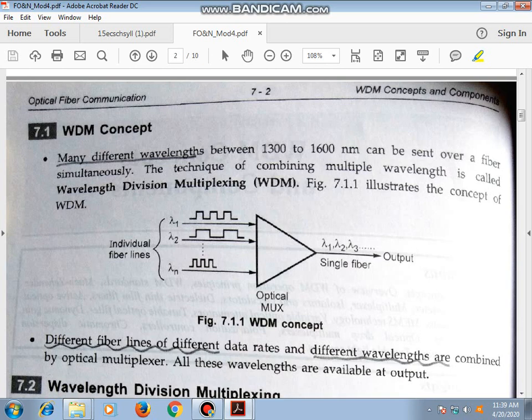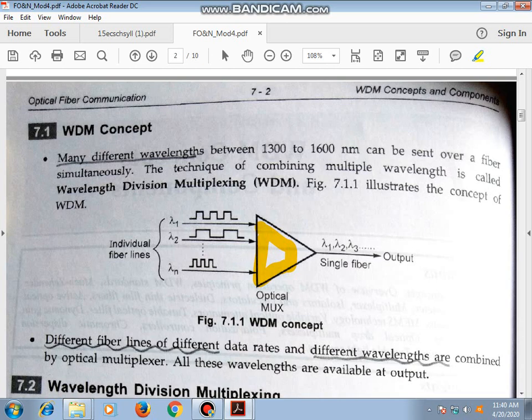This is the block diagram of the WDM concept. In this block diagram you can see that this is the multiplexer. For this multiplexer you can see what inputs you have. Input means you have different signals of different wavelengths. All these signals of different wavelengths with different data rates are multiplexed, and at the output of the multiplexer all these signals are combined together and sent through a single fiber.